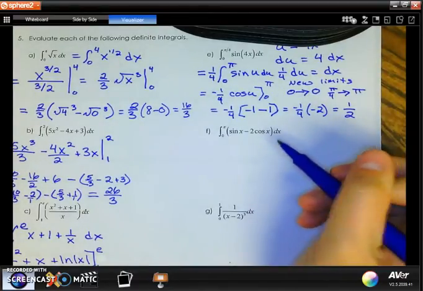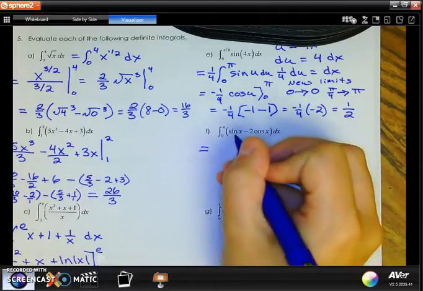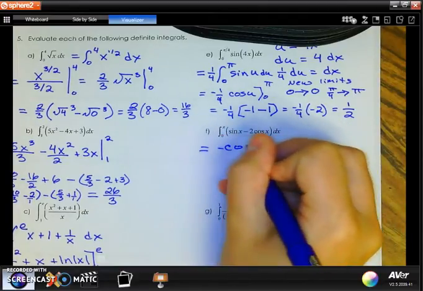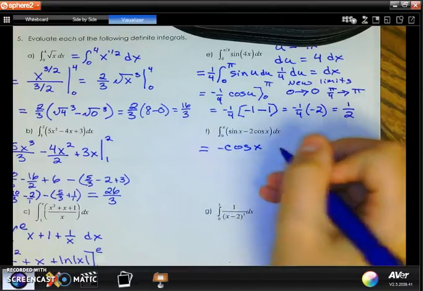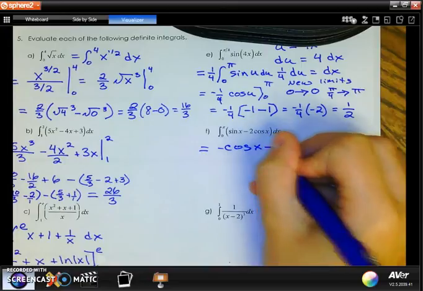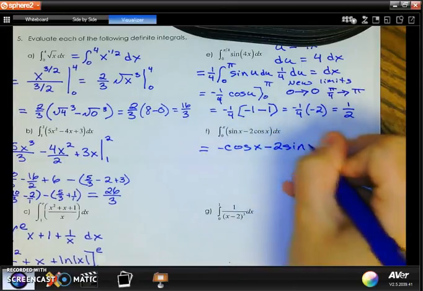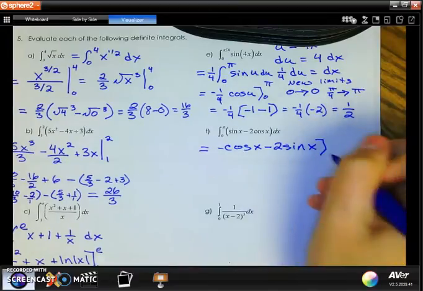You do not need to use substitution. This is straight just using your trig chart there. So from sine, we're going to be negative cosine of x. Okay. And then negative cosine will be negative sine. So we go 2 minus 2 sine x. And again, we're evaluating this at 0 to pi.